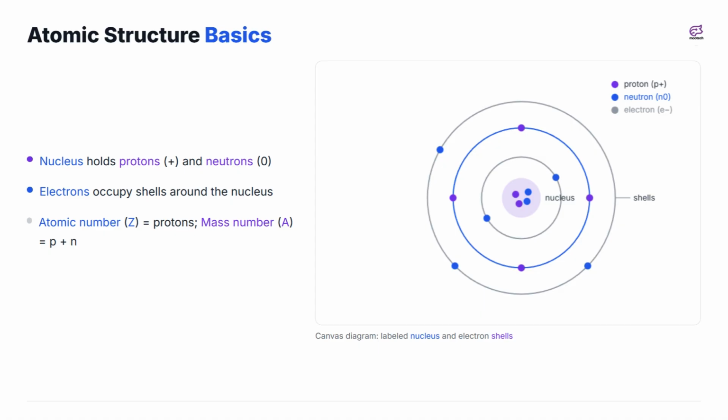The nucleus is the atom's core, holding protons, which have a positive charge, and neutrons, which have no charge. Electrons occupy shells or orbits around the nucleus. The atomic number, Z, equals the number of protons, while the mass number, A, equals the total number of protons and neutrons. So we have the proton, or P+, the neutron, or N0, and the electron, or E-. The nucleus is at the center, surrounded by those electron shells. A diagram here clearly labels the dense nucleus and the surrounding electron shells.